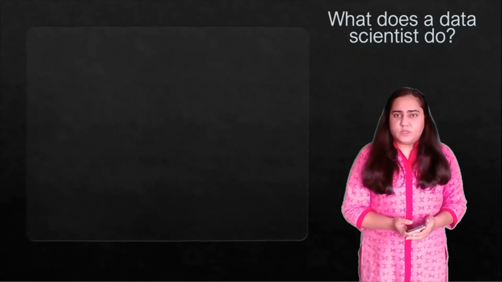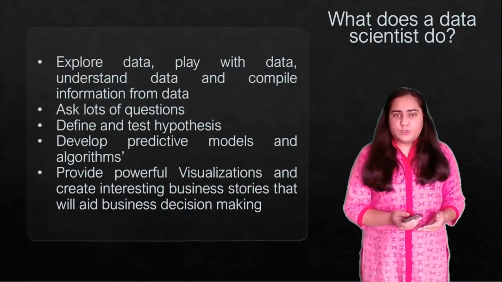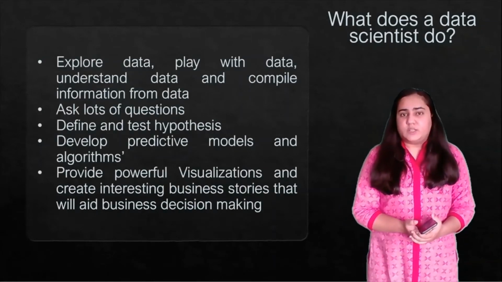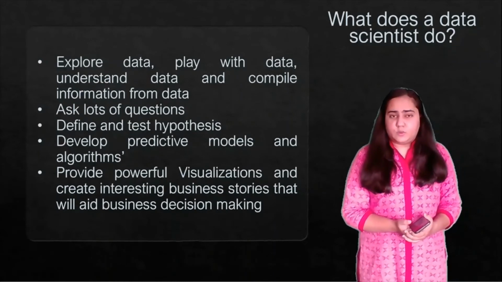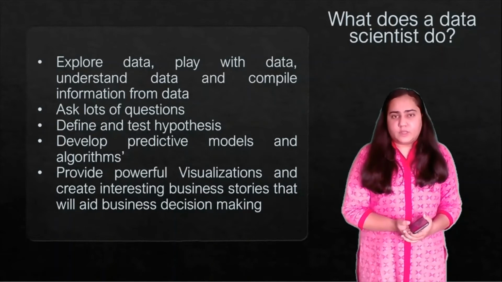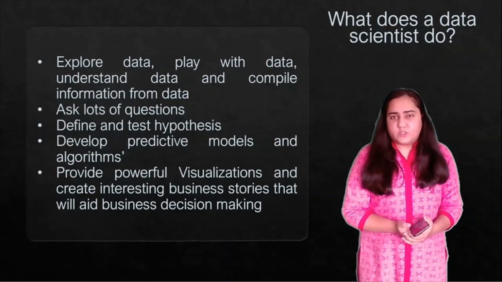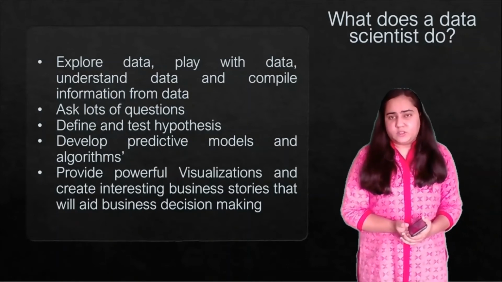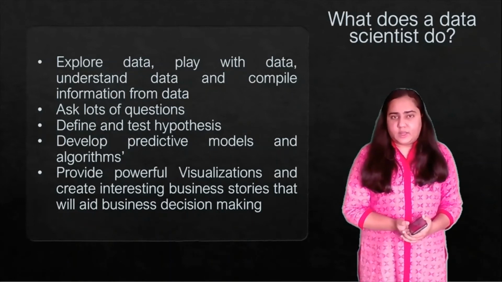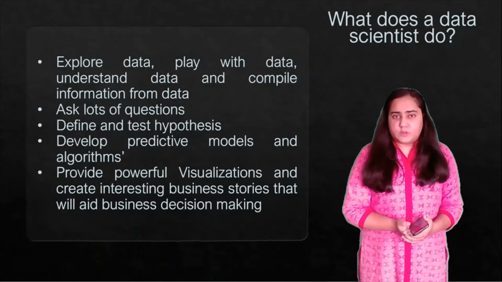Now, the question is, what does a data scientist or a data analyst do? So first of all, a data scientist would explore data. He or she would play with data, understand the data, and compile information from the data. The main purpose of the data scientist is to ask a lot of questions. Try to ask as many questions as possible of the data that you have. That will help you to draw better conclusions from your data and get more information from your data.